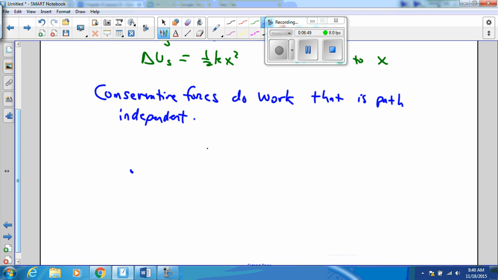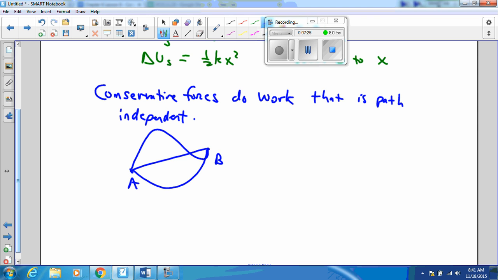And what I mean by path independent is this. Let's say that I have an object that is going from point A to point B, and it is going to be acted on by a conservative force. And we don't know or care what that is. Maybe it's gravity. I mean, you can use gravity in your mind as an example of this. Then, if I go from A to B like this, that's one path. If I go from A to B like this, that's another path. And if I go from A to B like this, that's another path.